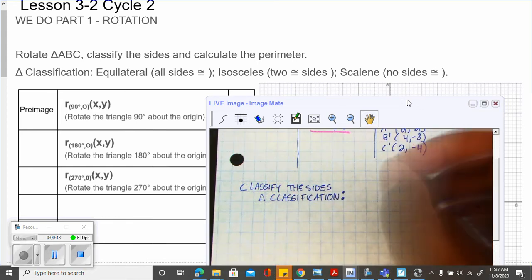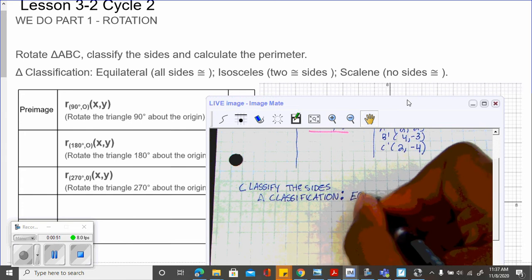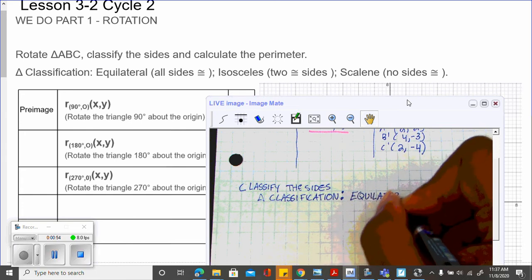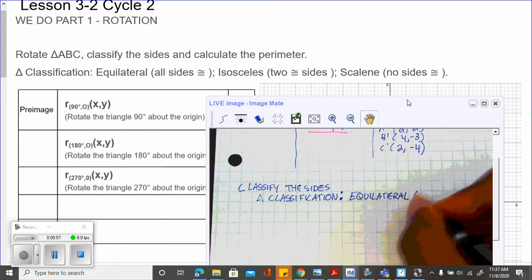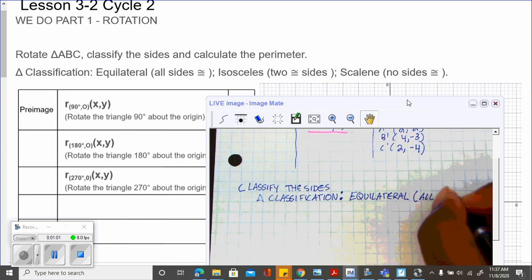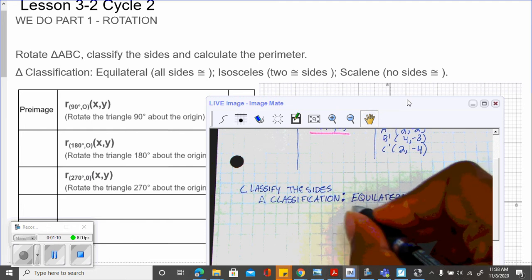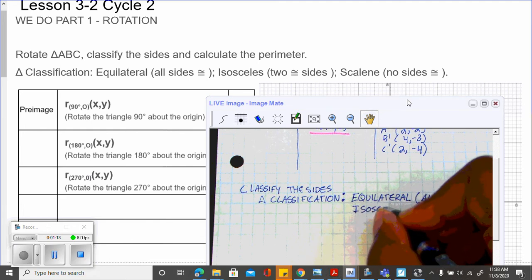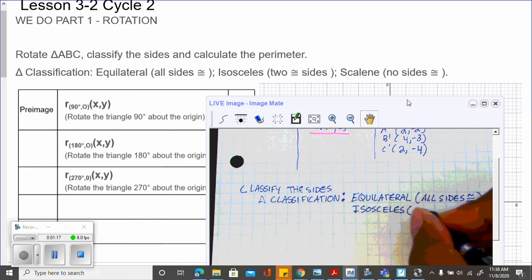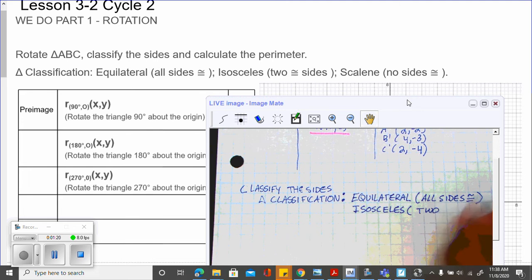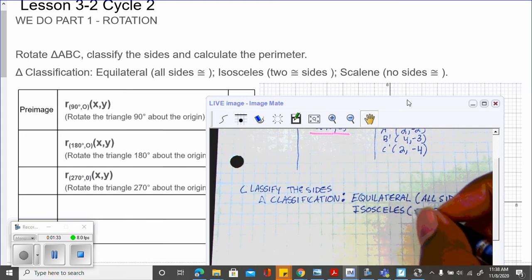With bullets. If it's an equilateral, all the sides will be congruent, meaning they'll all have the same measurement. They'll all be the same length. If it's isosceles, two or more sides will be congruent. So at least two sides will have the same measurement.